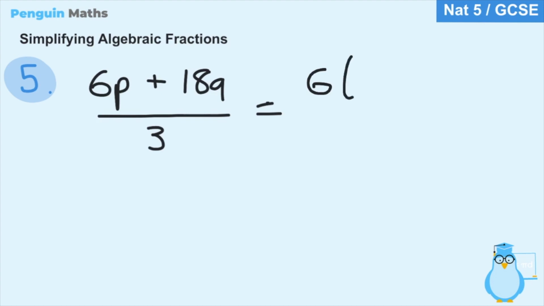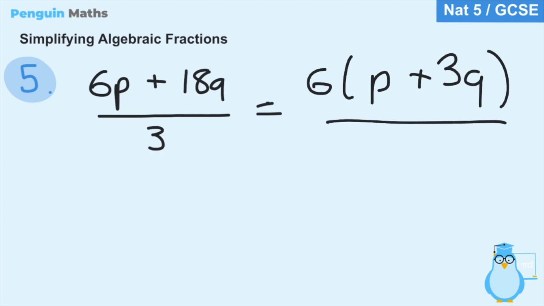And that means we're left in the brackets with 6p divided by 6, which is p, and then 18q divided by 6 would be 3q. And then on the bottom, we'd be left with just the 3 again. And then now, because it's like 6 multiplied by this bracket, that means we can treat the bracket and the number separately. So that means now we can cancel out.